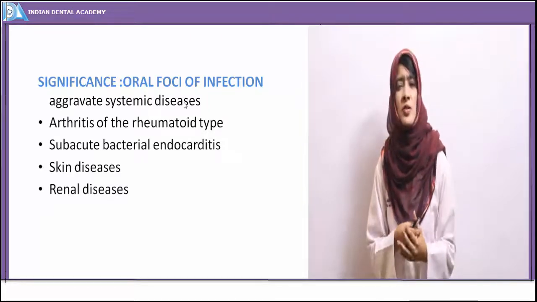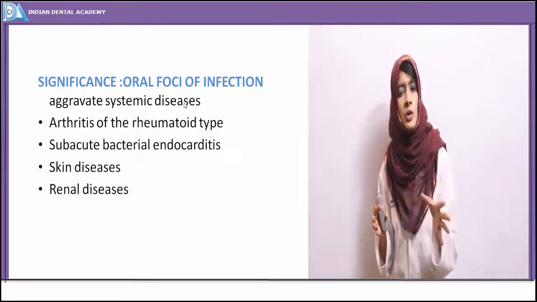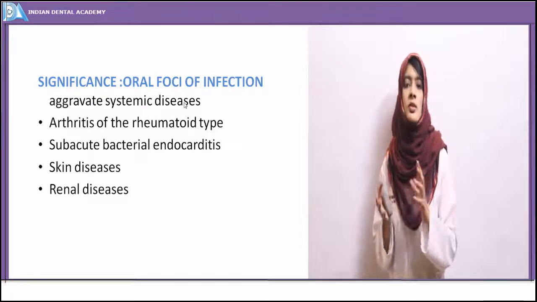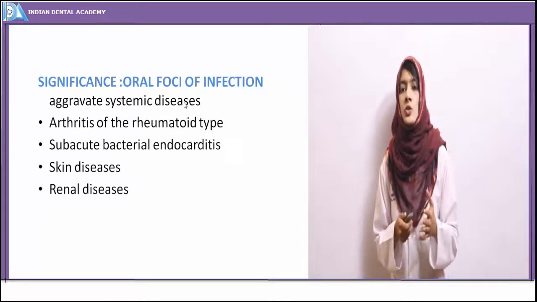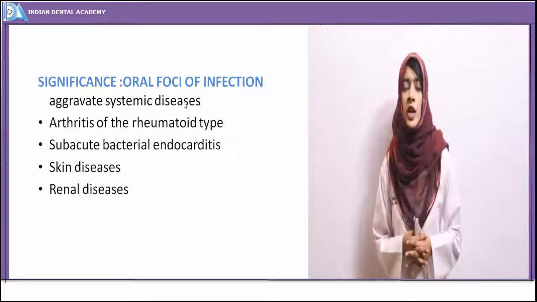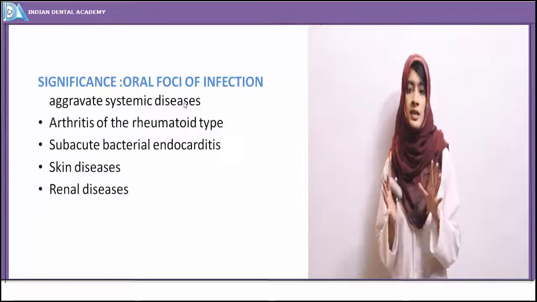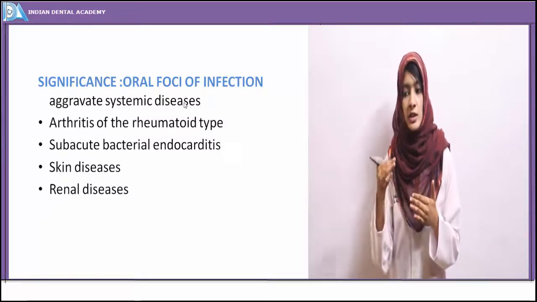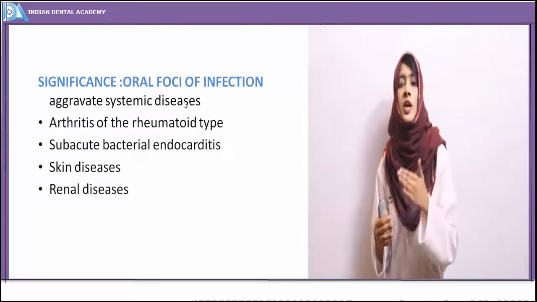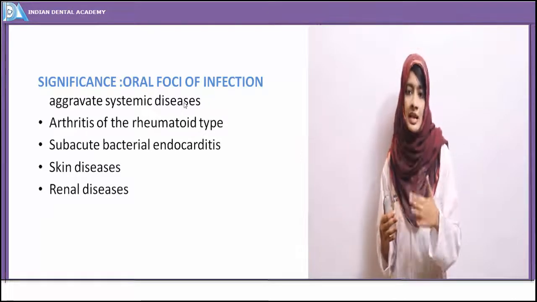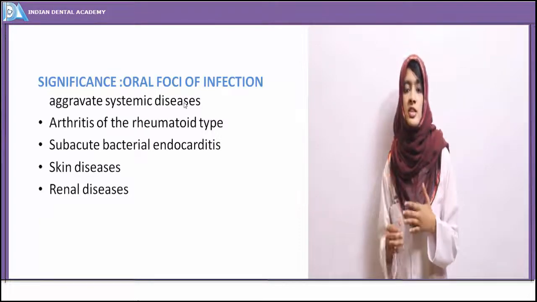So even some forms of skin diseases like psoriasis or eczema were correlated with the presence of oral foci of infection. That is, some microorganisms were correlated between the oral cavity and that disease, but it's relatively insignificant now. So this was the previous theory of oral foci of infection, which is even today well accepted, especially in cases of subacute bacterial endocarditis. So you have to take care that whenever you are carrying out a procedure in a patient with rheumatic fever, you keep the patient under antibiotic therapy whenever any oral surgical procedure, especially extractions, is carried out.